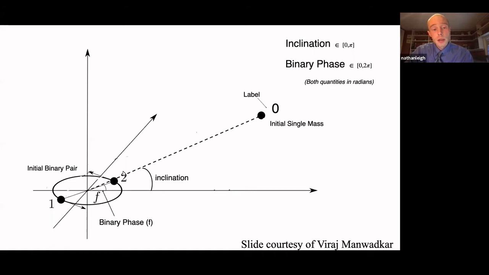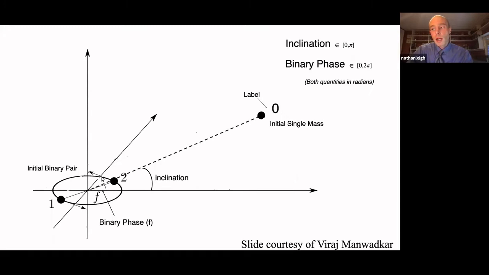So the first is the binary phase, which ranges from 0 to 2 pi, or 0 to 360 degrees, and just tells you where in the orbits the objects are. The second is the inclination angle between the incoming velocity vector of the single and the orbital plane of the binary. And what we're going to do is run many millions of computer simulations varying this initial setup slightly each time.